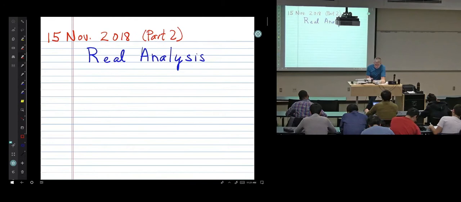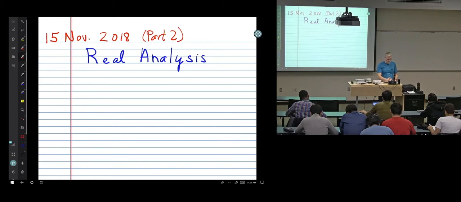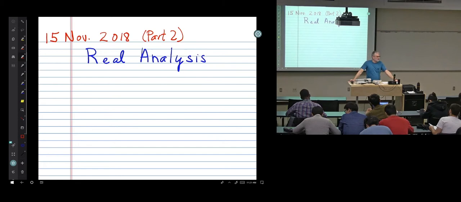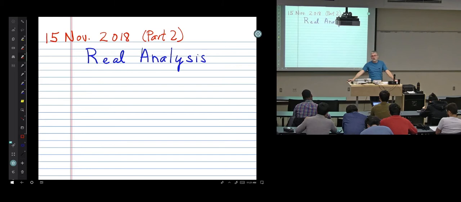Okay, part two, real analysis. We're going to understand the topology of normed spaces, open sets and closed sets. And then we'll do continuous functions. We'll understand the contraction mapping theorem. So how do you prove algorithms actually can asymptotically compute something?